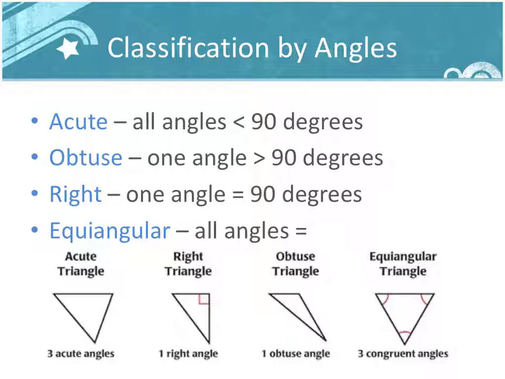Okay, second way to classify a triangle is by its angles. There's four ways to classify by angles. Acute means all the angles are less than 90 degrees. Obtuse means one angle is greater than 90 degrees. Right means one angle is 90 degrees. And equiangular means all the angles are equal.